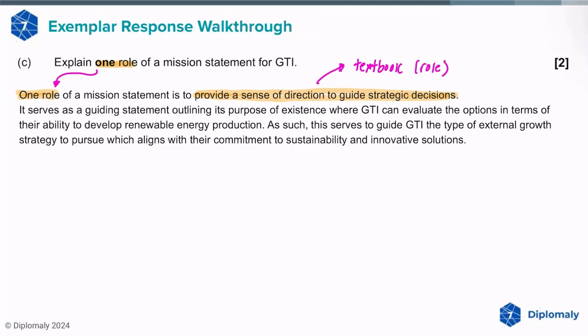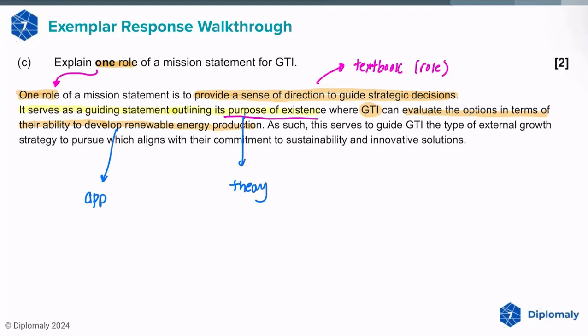So as you can see, the approach taken here is in the second sentence, it starts explaining what this mission statement is. It serves as a guiding statement outlining its purpose of existence. So why does a business exist? Okay. And GTI, okay, can evaluate the option in terms of their ability to develop renewable energy production. So what you can see is the first half of this sentence is theory. The second half links to the application or the case.